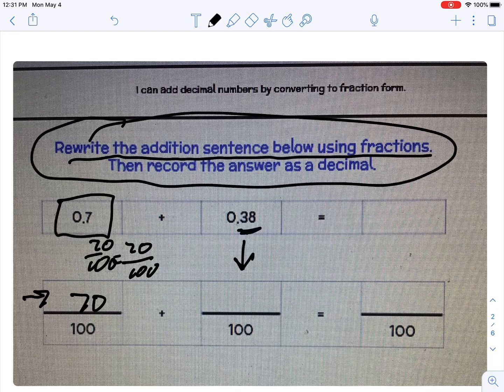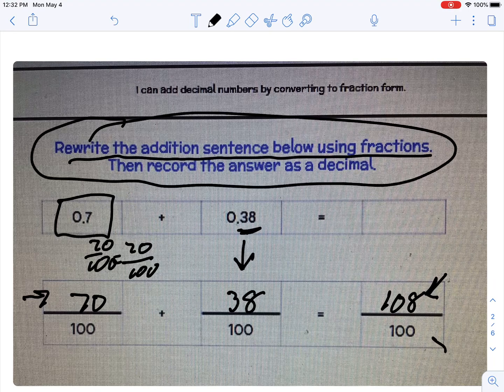This one is basically done for you because if you can pronounce it, you can write it. That's 38 hundredths. Done. Okay. Now I need to add. So this is where it's a little tricky. I don't know why they gave you one like this. But anyway, so 70 plus 38 is 108 over 100. They shouldn't have given one like this. Anyway, that's okay. But then you're supposed to write it as a decimal.